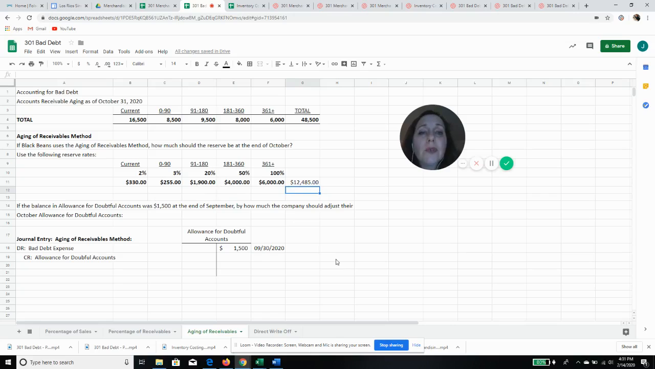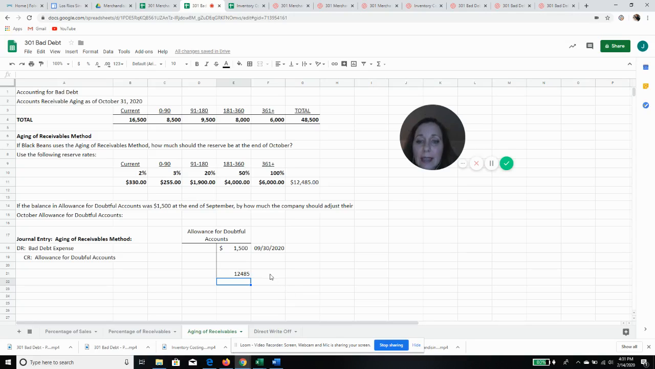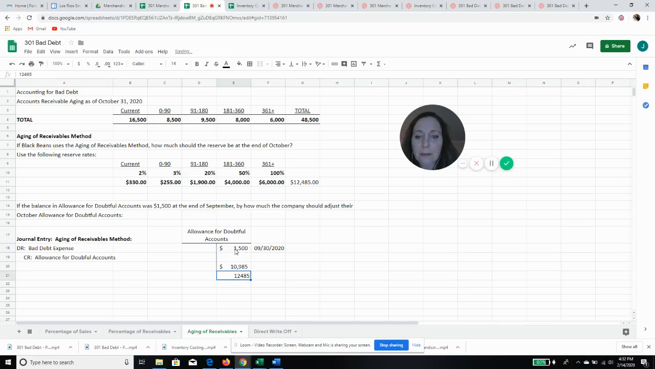So I want to have $12,485 in my reserve. The aging of receivables method is similar to the percentage of receivables method in that the amount we calculate is not necessarily our journal entry. We have to compare it to what's already in our allowance for doubtful accounts account. So in this case, we want our account at the end of October to be $12,485. In order to get it there, our journal entry is going to be what we want it to be minus what's already in there.